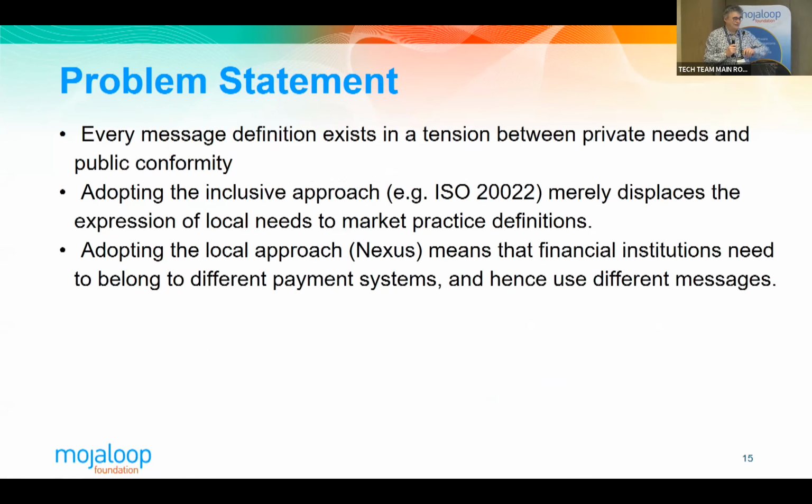because the inclusive approach, like ISO 20022, just displaces the expression of local needs to market practice definition. It just says, we've got a large bucket of stuff here, and it's up to you to decide which things you want to pick out of the bucket and use yourself. Adopting the local approach, which is essentially what Nexus has done, means that financial institutions need to belong to different payment systems and use different messages depending on the kinds of connection they're trying to make.